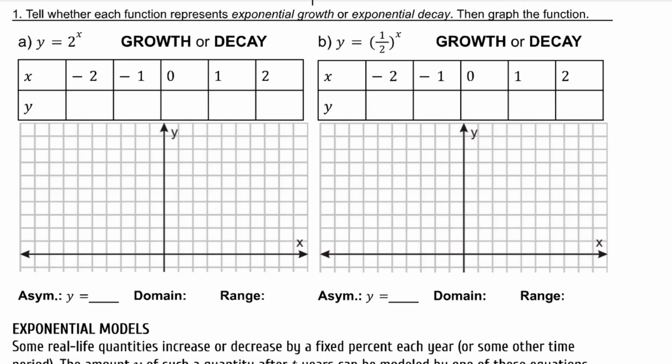Tell whether each function represents exponential growth or exponential decay. Then graph the function. Y equals 2 to the x. B is equal to 2, which is greater than 1. When b is greater than 1, we have exponential growth. Let's plug in the table of values.